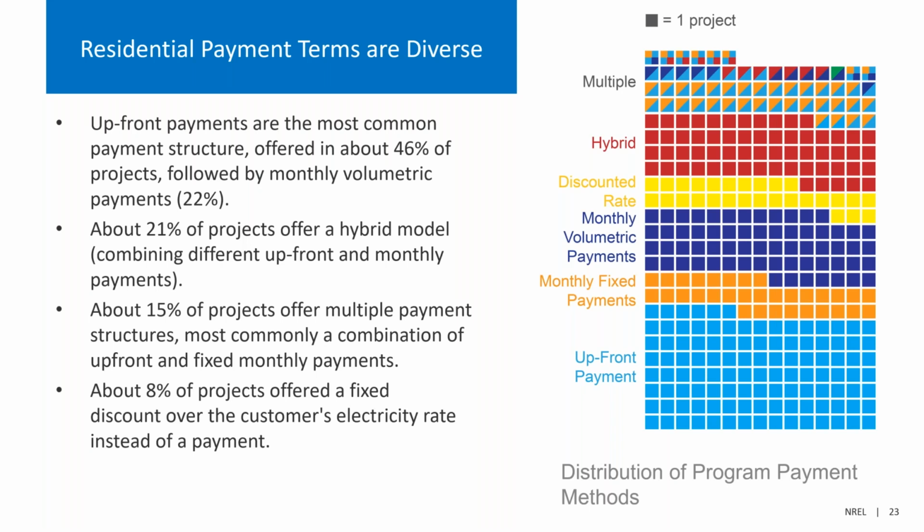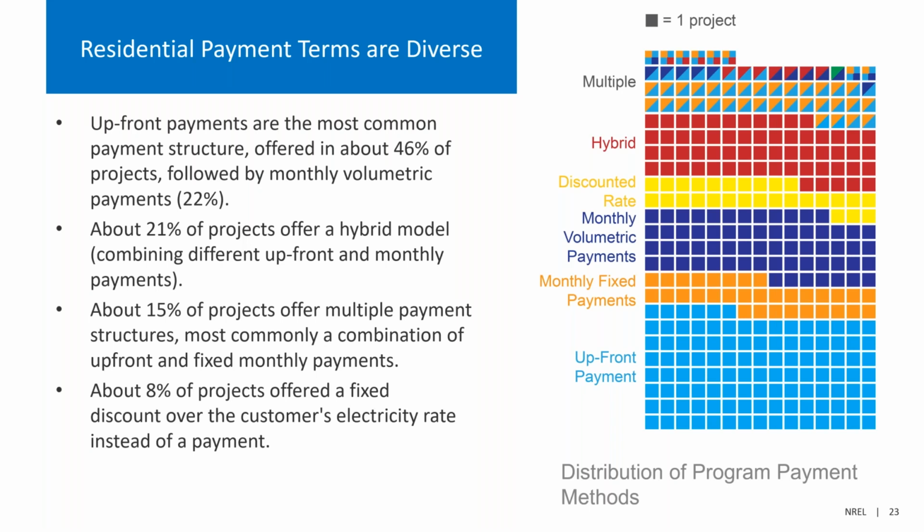The next most common contract type was a monthly volumetric payment. So this was a payment per month based on energy output. We also saw monthly fixed payments as a common contract type, and also quite a bit of hybrid contract types. So these were blending together an upfront amount with a monthly amount, or various other types of hybrids.